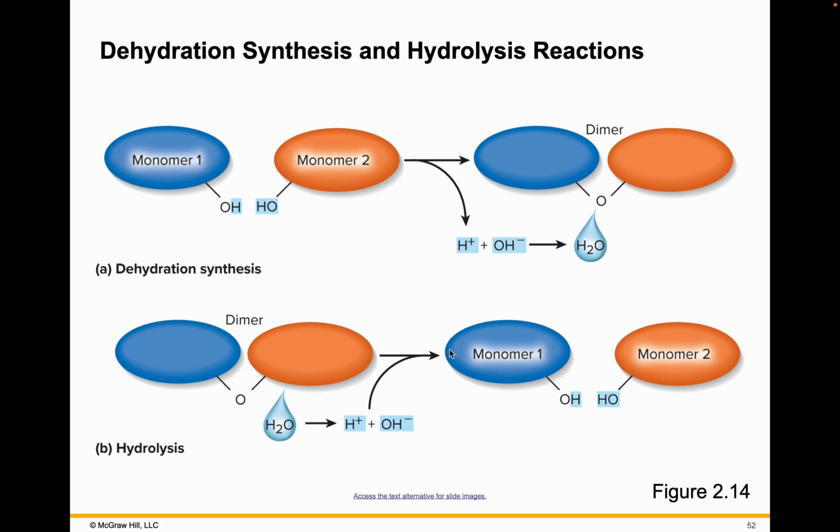So monomer 1 and monomer 2 join through dehydration synthesis, and later on that dimer can be split by adding the water back into a monomer 1 and monomer 2, what you had before.